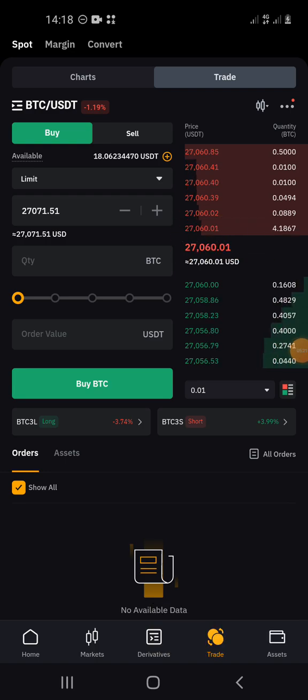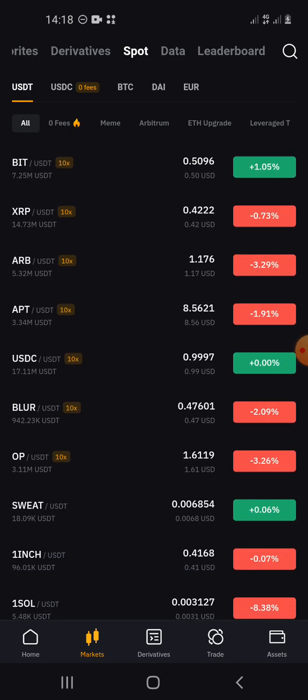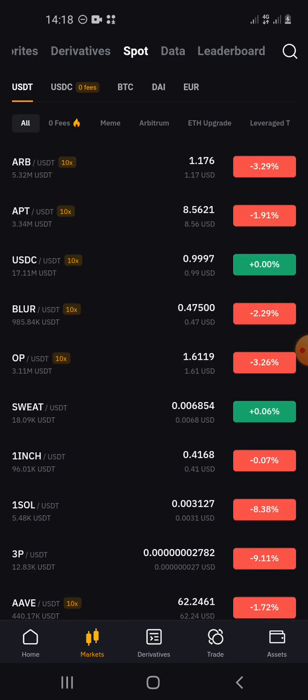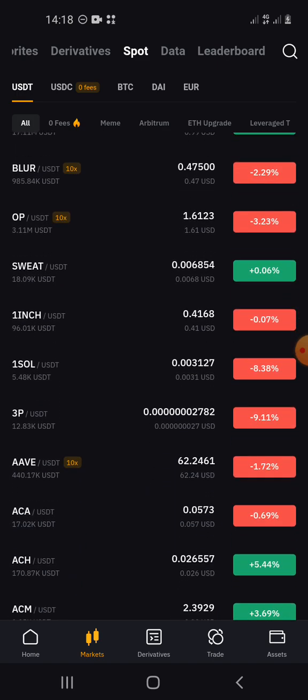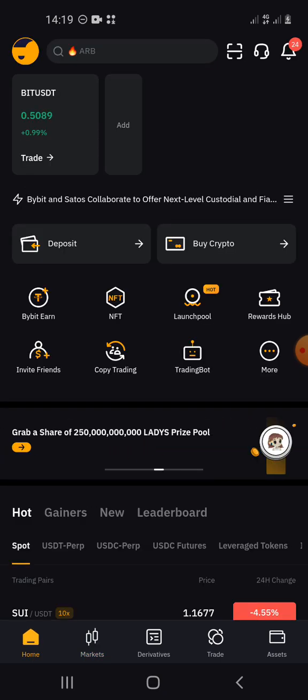So that's exactly how you can buy or sell any asset using the market or limit function. You can buy any asset, not just BTC. You can see Ethereum, Ripple, Arbitrum, many of them. You can use the limit function or the market function to buy. So this is a concise video that shows you how to use the limit and the market function.